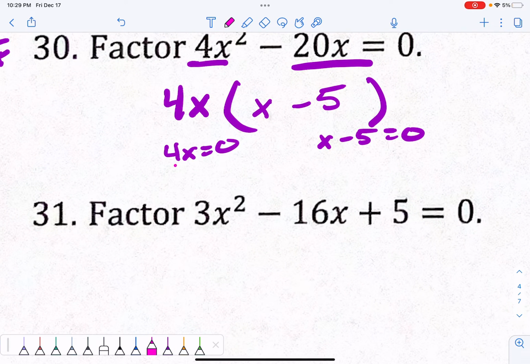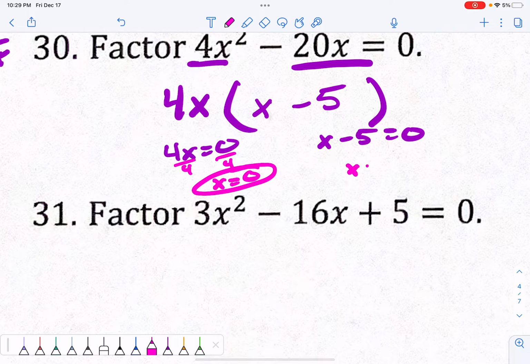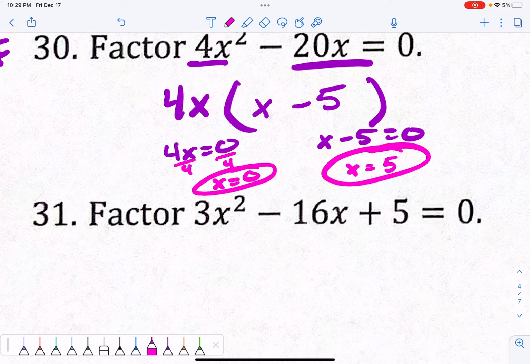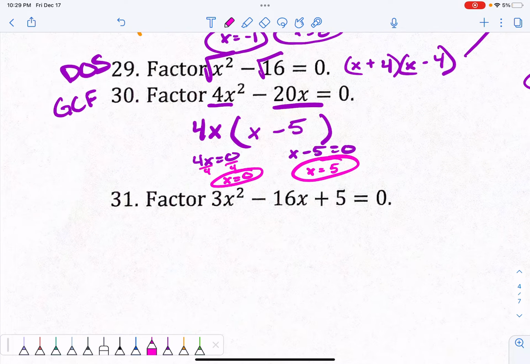Okay, divide by 4, x equals 0, because 0 divided by 4 is 0. And then this guy, x will be equal to positive 5. And that's what he will look like, okay? And then the last one's the doozy. This is a complex trinomial, okay?